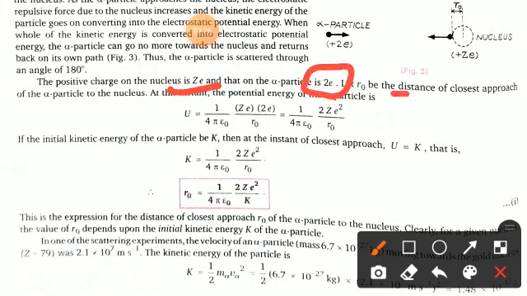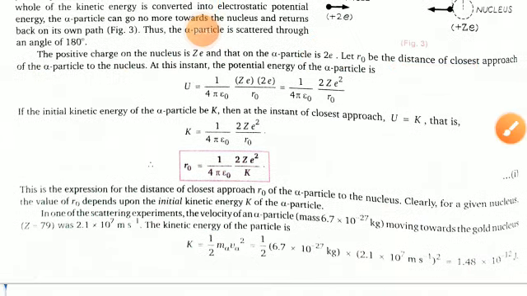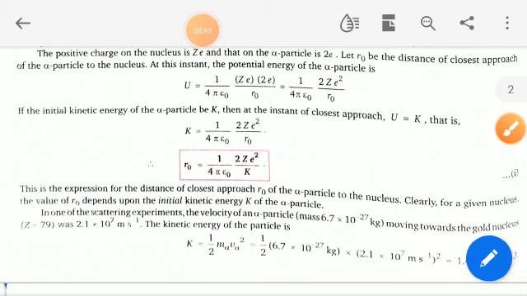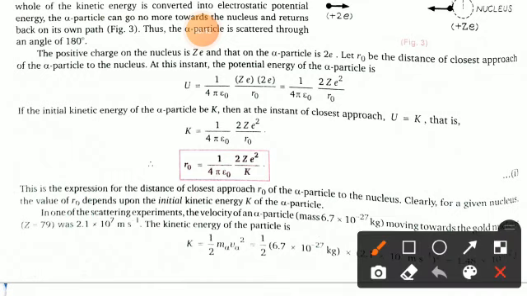So if R0 is the distance of the closest approach of the alpha particle to the nucleus, at this instant the potential energy of the alpha particle is how much? You can see this is the potential energy, and this energy comes from Coulomb's law, which is 1 upon 4 pi epsilon naught Q1 Q2 by R square. So finally it comes out to be 1 upon 4 pi epsilon naught 2Ze square by R naught.